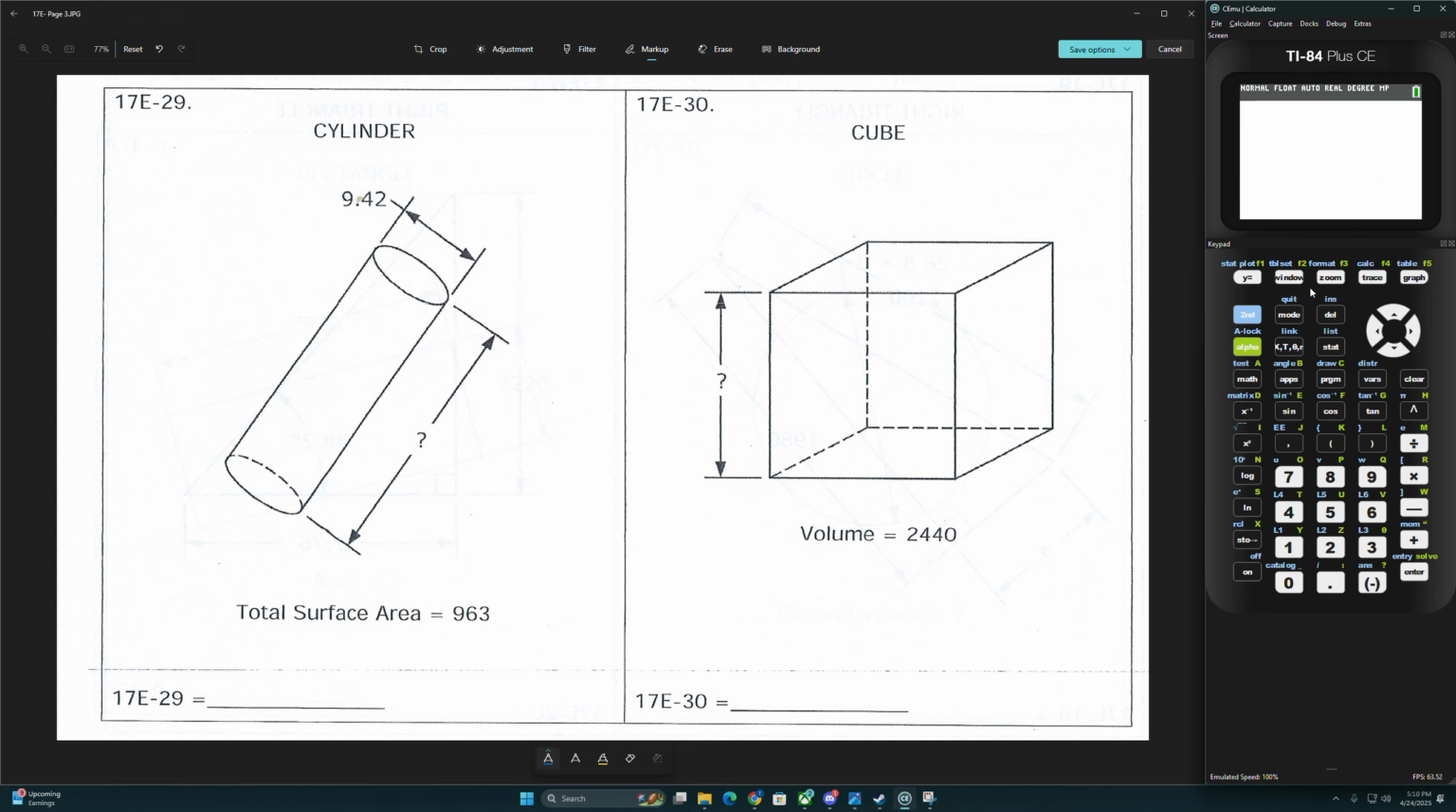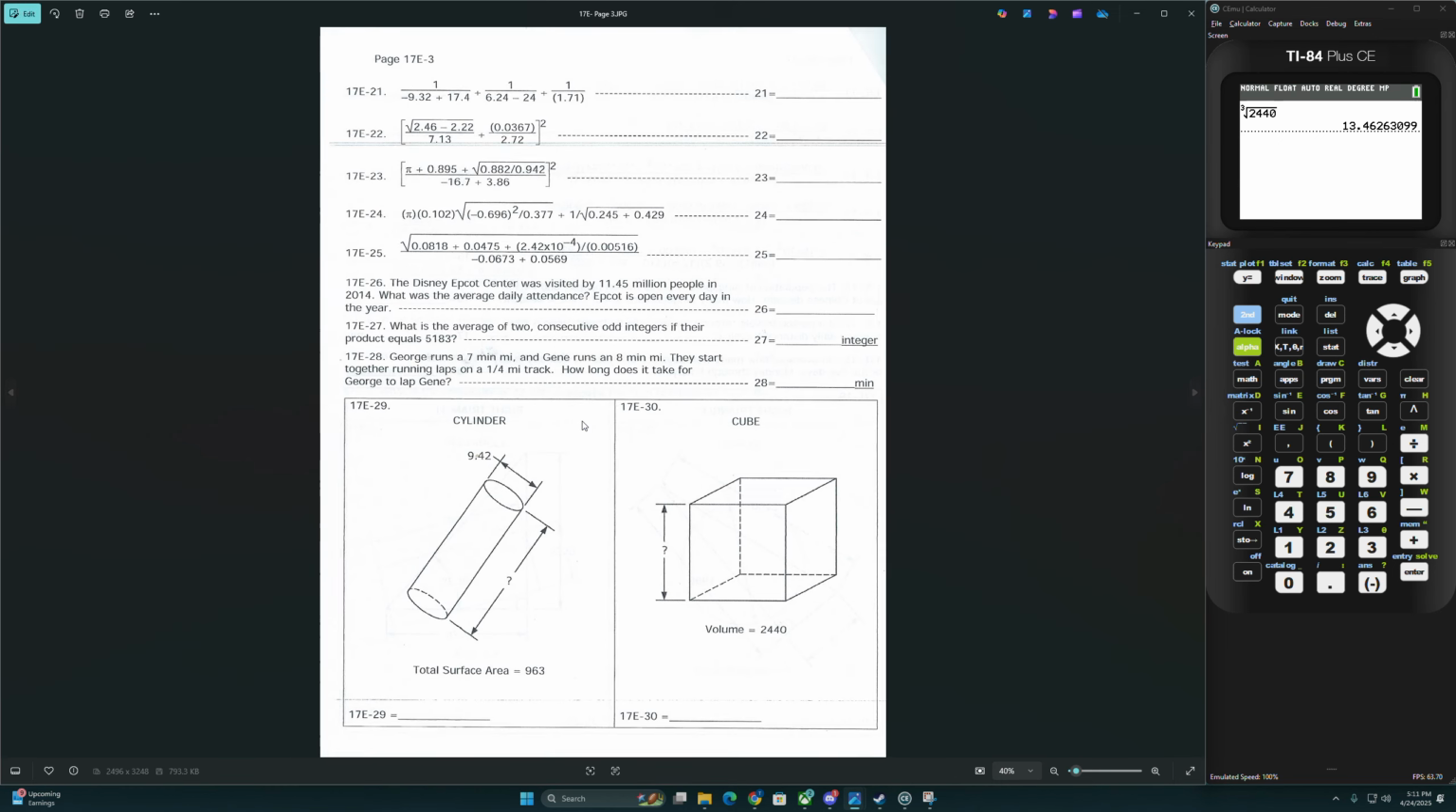Cube, though, there's really no reason to use a program for that. I still put it in there as an option, but you all know how to do it. Cube root of the volume, and you get 13.5. Okay, I just wanted to show you that.